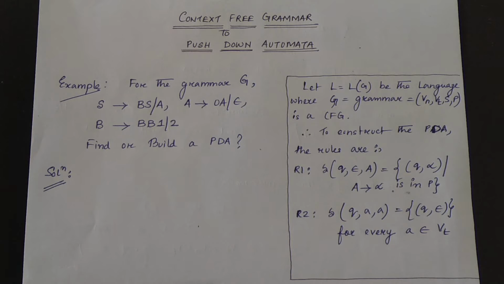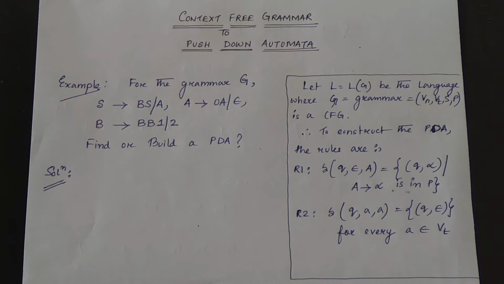Actually, equivalence of push-down automata and context-free grammar means that if you are able to get a push-down automata for a particular context-free grammar, or if you are able to get a context-free grammar from a push-down automata, then we can say that both the two things, that means push-down automata and context-free grammar, are equivalent. So in this part we are looking into the second topic, that is how to construct a push-down automata from a context-free grammar.